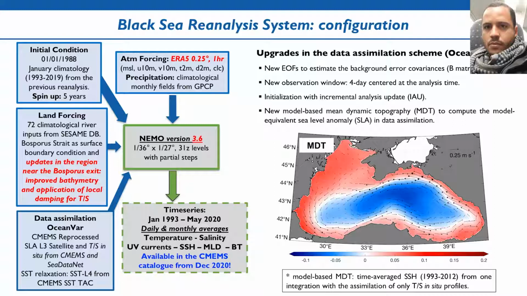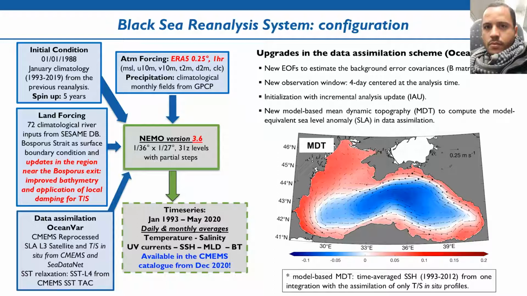So, for instance, the model component is NEMO version 3.6. The ocean model NEMO is forced by ERA5 atmospheric forcing. Then, the system assimilates sea level anomaly along-track observations from CMEMS, and temperature and salinity in situ observations from both CMEMS and SeaDataNet. And finally, we apply an SST relaxation using the SST L4 product from CMEMS as well.